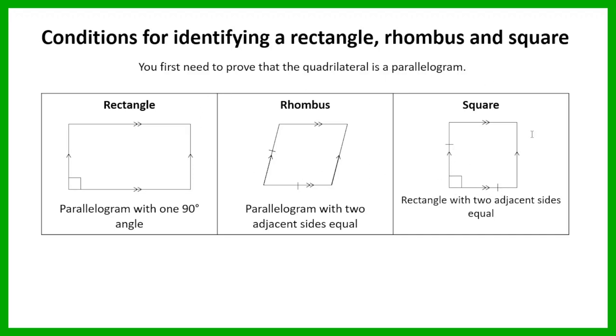Okay, so for these, because they are special kinds of parallelograms, we first prove that it is a parallelogram, and then we can prove that it is a rectangle or a rhombus or a square if it has the extra property of a right angle, or adjacent sides that are equal, or adjacent sides that are equal and a right angle. Okay, so that's proving that a quadrilateral is a rectangle, a rhombus, or a square.